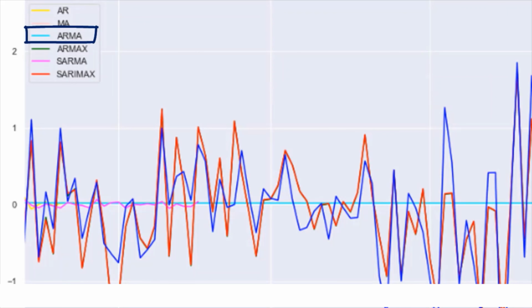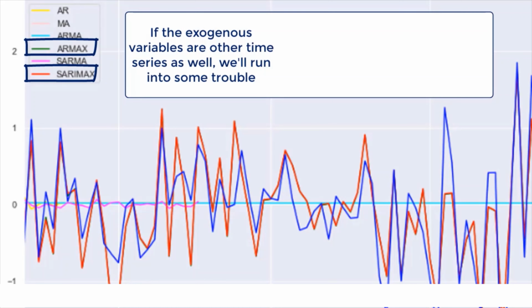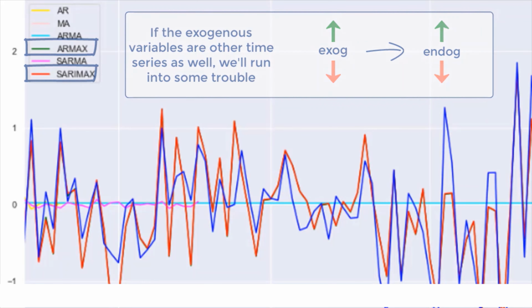Next up, we must once again mention the MAX models. If the exogenous variables are other time series as well, we'll run into some trouble. Here's the explanation. Not knowing how the exogenous variables shift makes it impossible to predict how the endogenous would do that either. Since this sounds really difficult to accomplish, we can take a different approach.